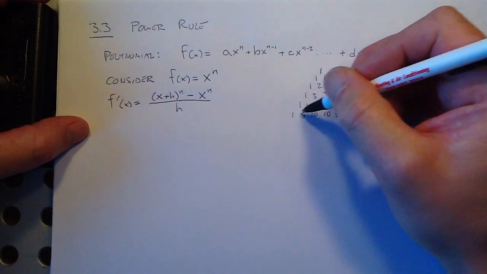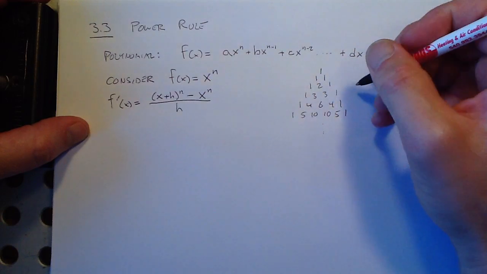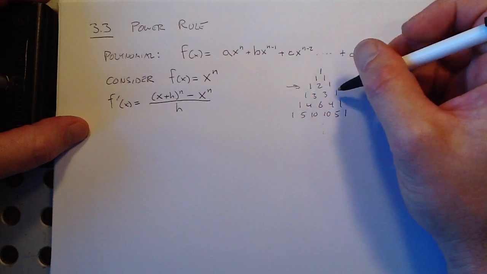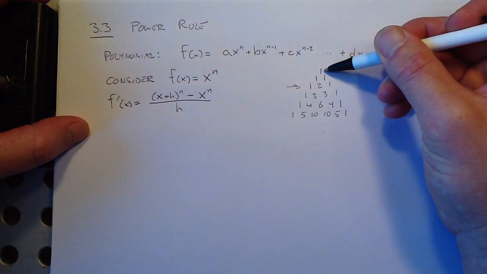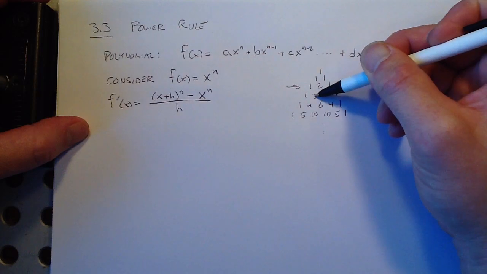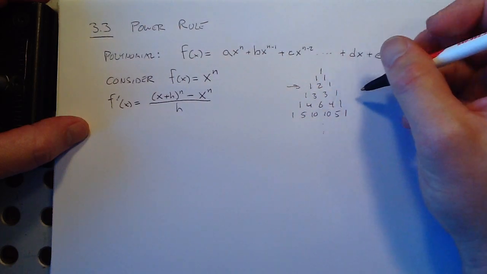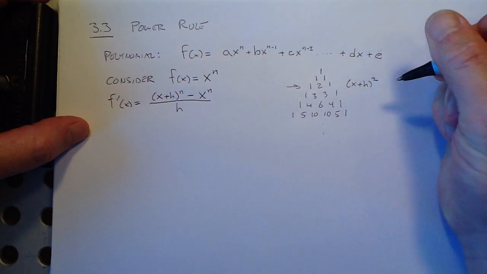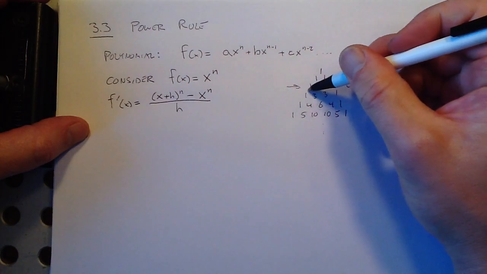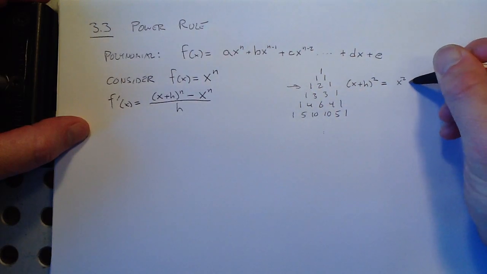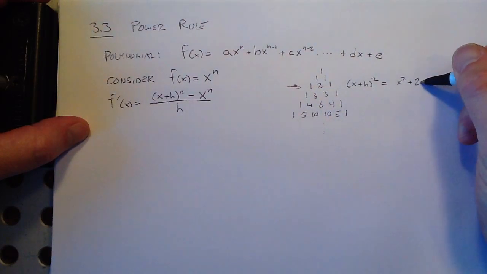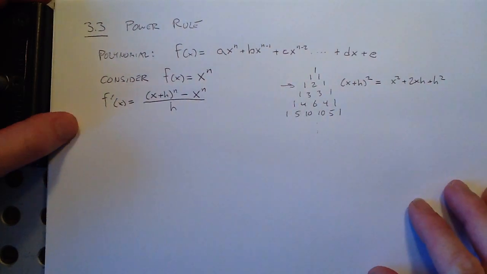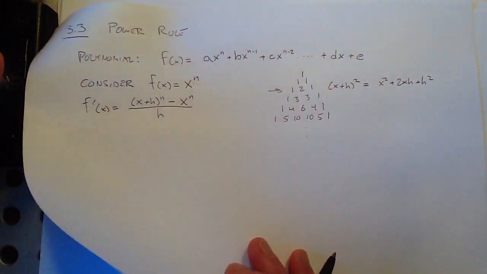Now these numbers here are the binomial coefficients. In this row, we call this the second row. You say, wait a minute, that's the third row. We call this the 0th row, so this is the 0, first, second, third, fourth, fifth row. So if you wanted to expand x plus h squared, instead of FOILing it out, you could just look at these and say, oh, that's x squared plus 2xh plus h squared.